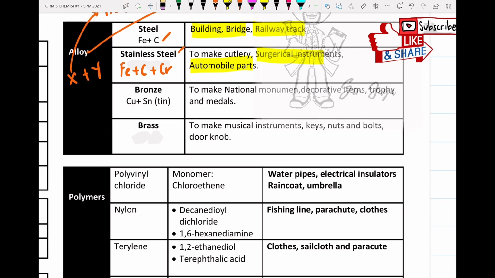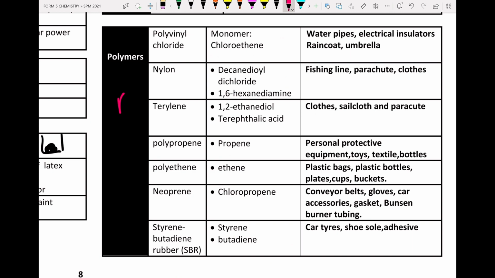So here, bronze is made up of copper and tin. Brass is made up of copper and zinc. Okay, bronze is used to make national monuments, decorative items, trophies, medals, all that. Brass is used to make musical instruments, keys, nuts, bowls, doorknobs, all that. All right, so this polymer is under Form 5. I will try to do it in another slot.